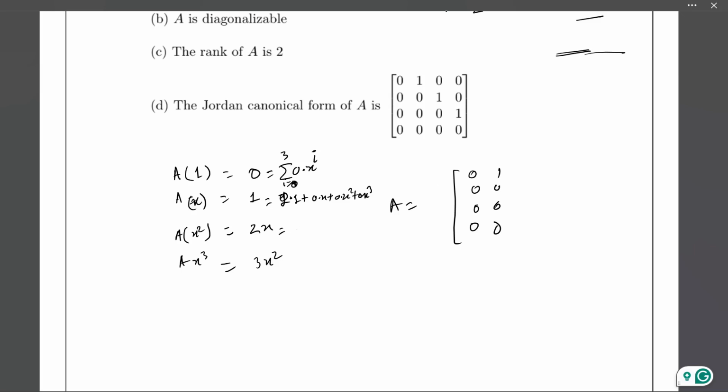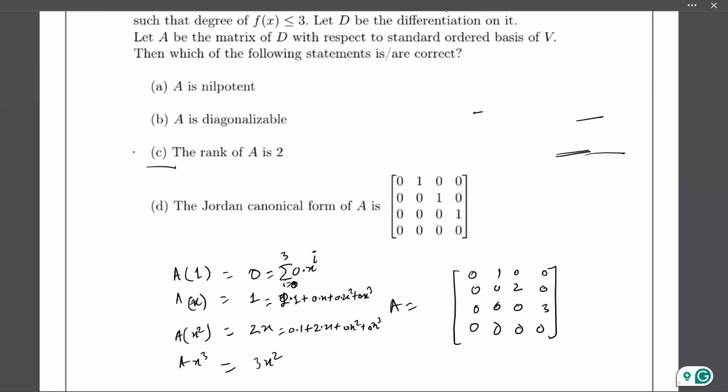Write the same thing again. So you get here 0 into 1 plus 2 into x plus 0 into x square plus 0 x cube. So you get 0, 2, 0, 0. And similarly you get 3 here and 0 here. So the rank of A is 2. Wrong. You see, there are 3 non-zero rows, right? Linearly independent rows. These rows are mutually independent, so none can be obtained from the other two. So A is diagonalizable as well. This is failing because A is nilpotent.